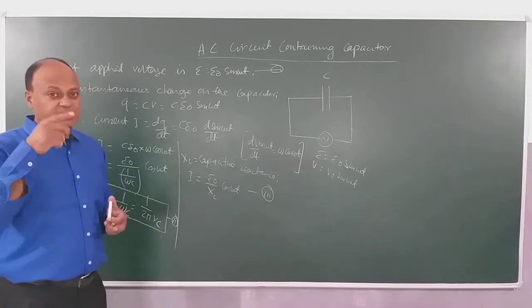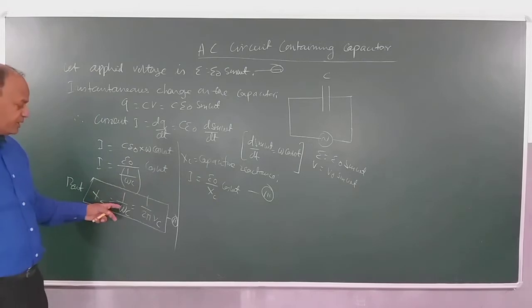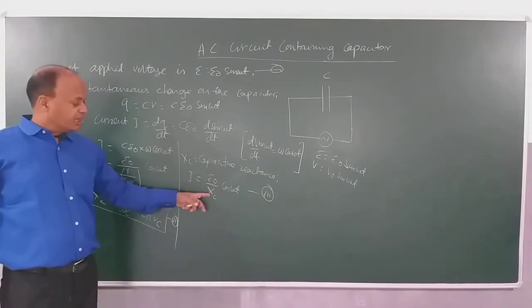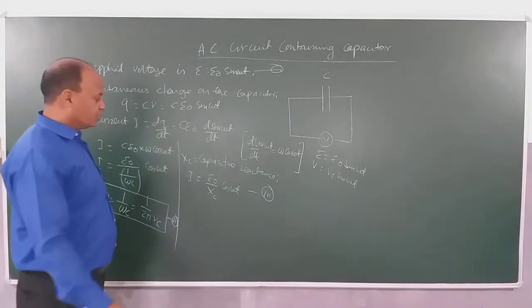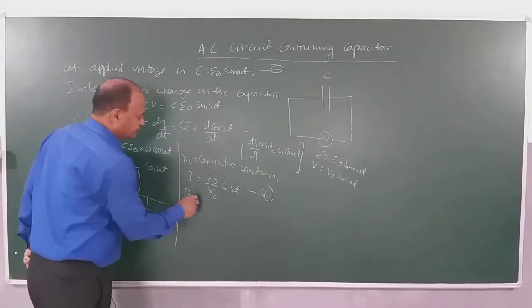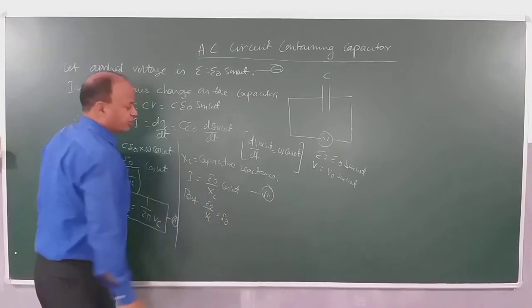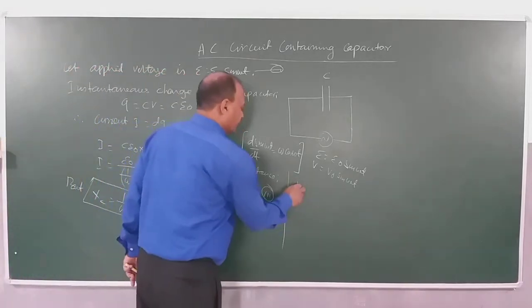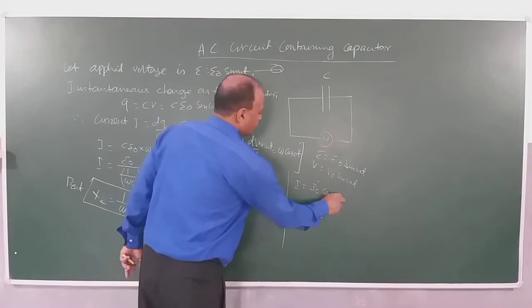Very important, there is a new term for you: capacitive reactance, 1 by omega C or 1 by 2 pi nu into C. E naught is peak voltage, Xc is resistance. If you divide peak voltage by resistance, what do you get? Current. So E naught by Xc is equal to I naught, where I naught is the peak current. If I put this value, children, then it becomes I naught cos omega t.